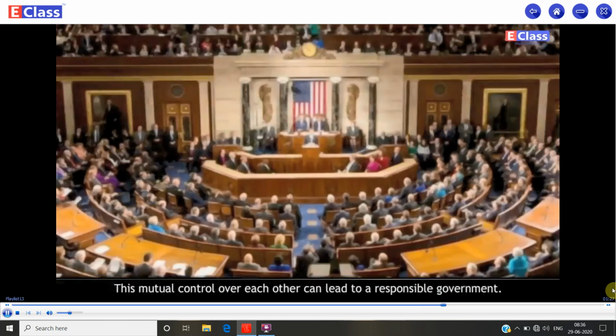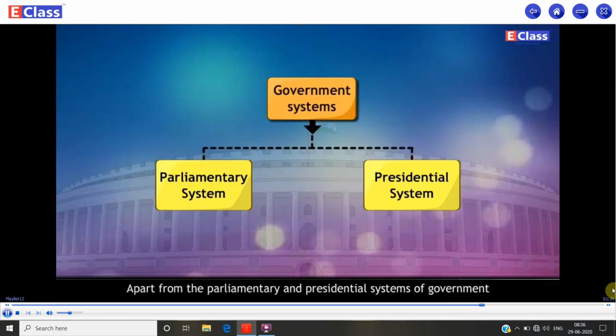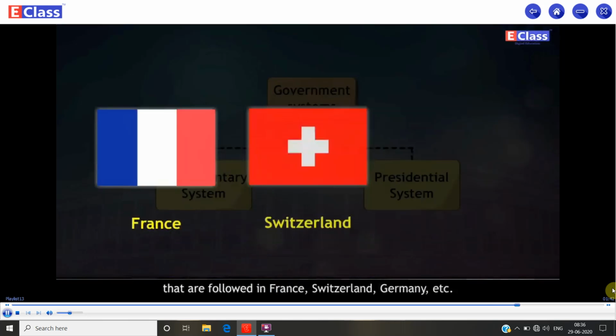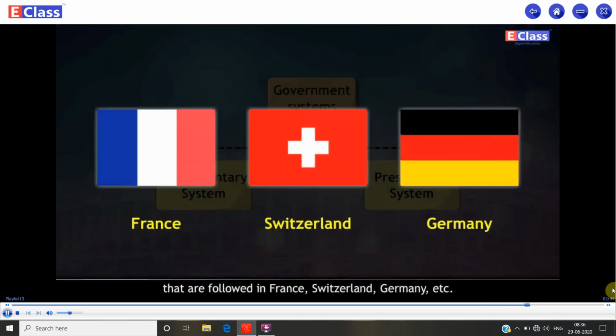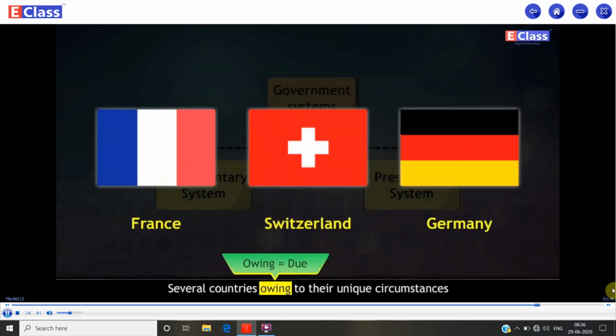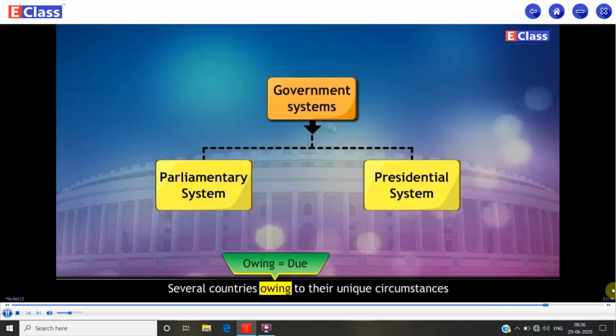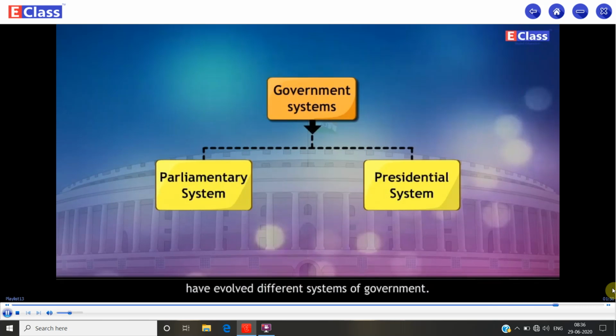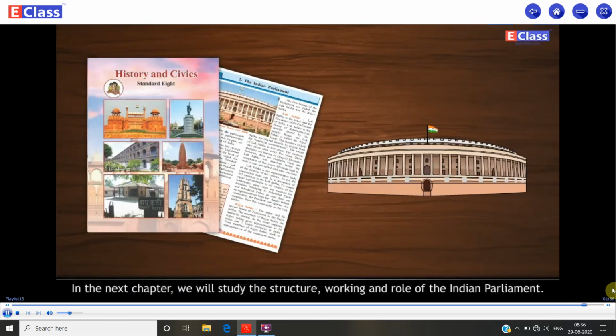Apart from the parliamentary and presidential systems of government, there are other forms of government systems that are followed in France, Switzerland, Germany, etc. Several countries, owing to their unique circumstances, have developed different systems of government. In the next chapter, we will study the structure, working, and role of the Indian Parliament.